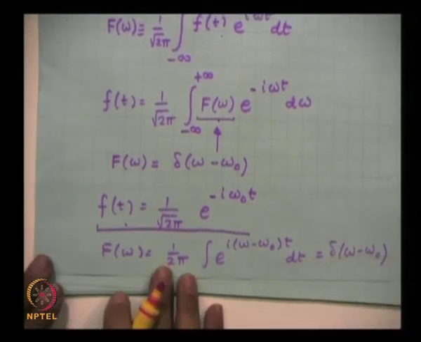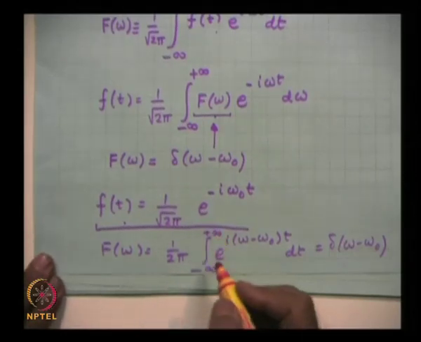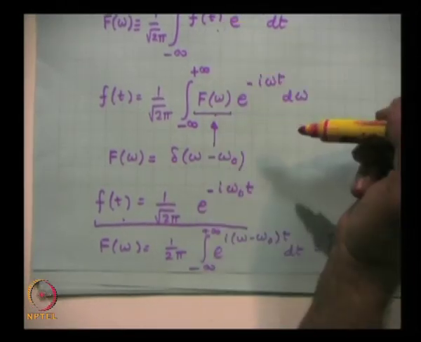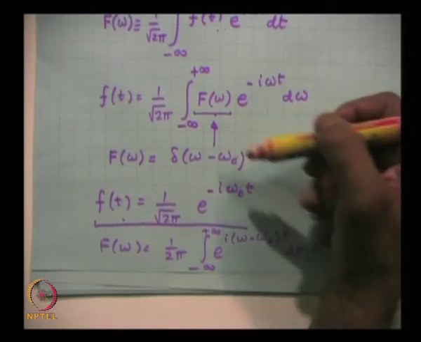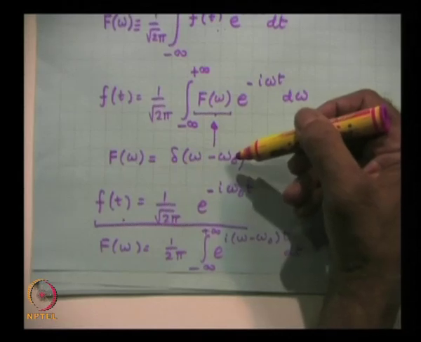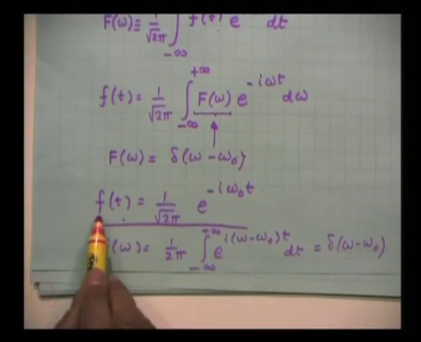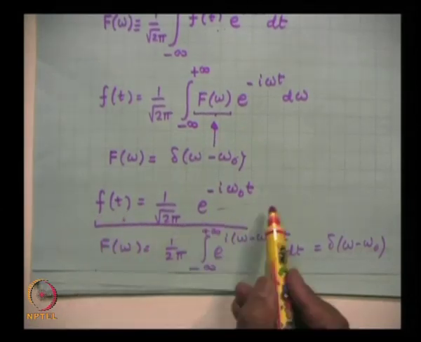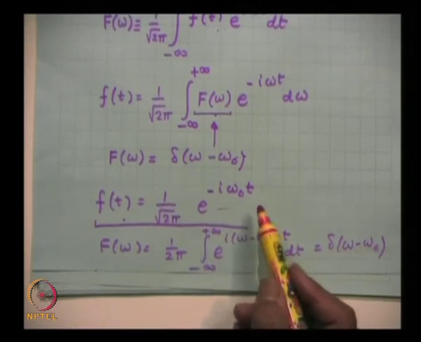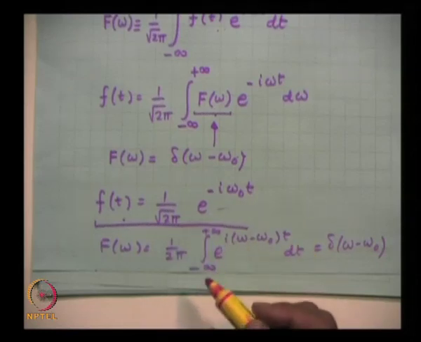This is one of the definitions of the Dirac delta. All limits are from minus infinity to plus infinity. So, if a time dependent signal has only one frequency, then the corresponding frequency spectrum is a Dirac delta function, and the corresponding time dependent function is a harmonic wave. If I take the real part, it is cos omega 0 t from t equal to minus infinity to t equal to plus infinity.